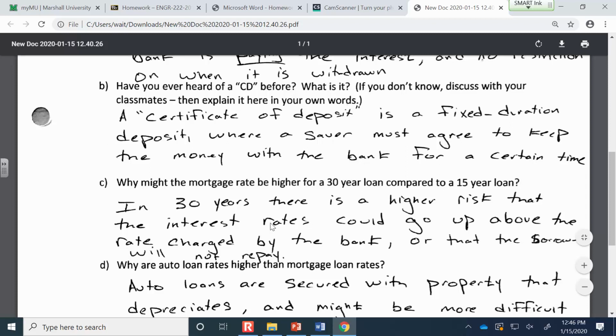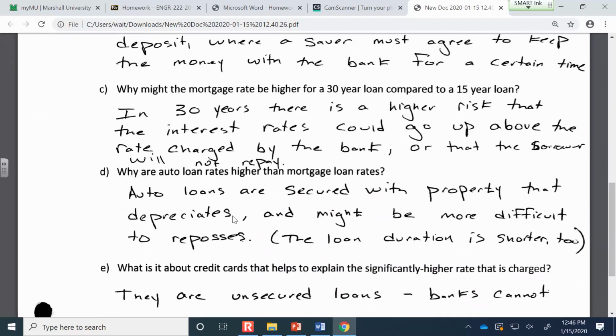Auto loans are secured, but it's secured with property that loses value, compared to a home that generally appreciates in value. That's why there are higher interest rates: there's more risk, and the reason there's more risk is that the collateral is getting less valuable.